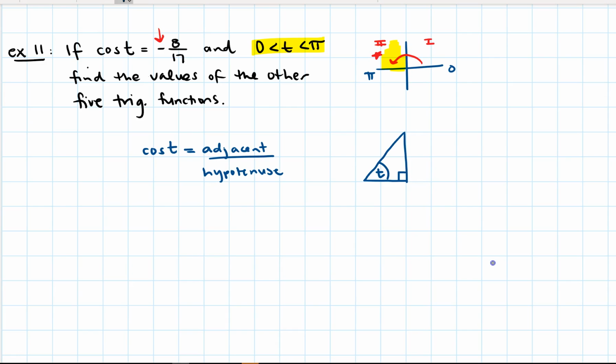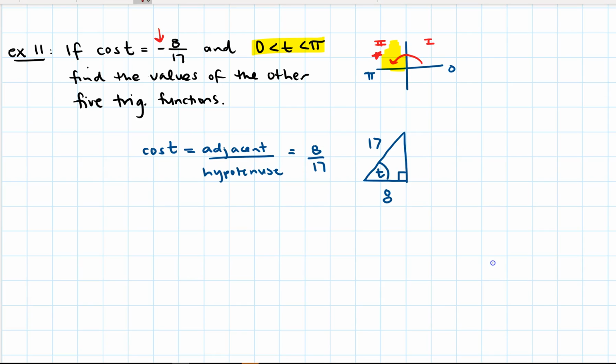And so if we look at the fact that we're given 8 over 17, I'll deal with the negative sign in a second. That means the side adjacent to t would be an 8, and the hypotenuse of the triangle, that's across from the right angle, would be a 17. So this is very helpful in terms of knowing the sides of the right triangle. And I'll go even a little bit further.